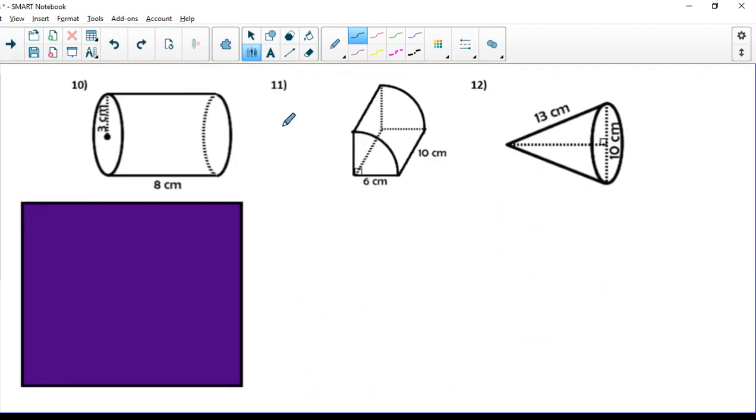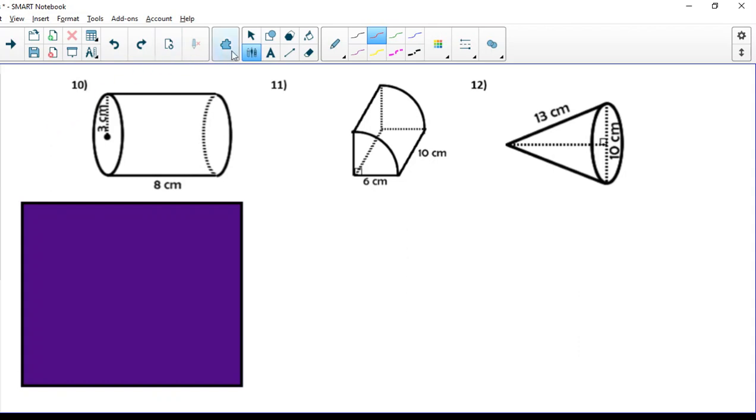All right, so moving on, here's number 11. And first, I'm going to have you pause the video here again. So go ahead, pause your video, take a look at number 10, and see if you can calculate the volume of this cylinder.